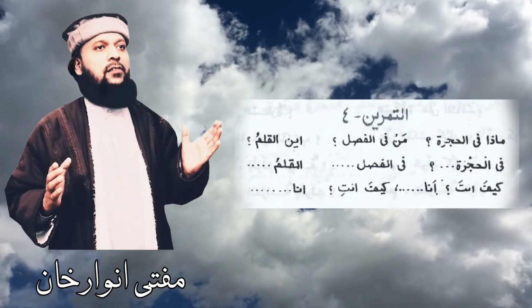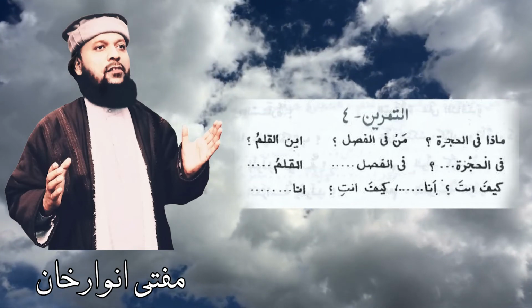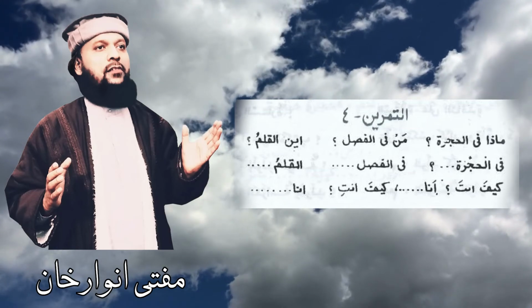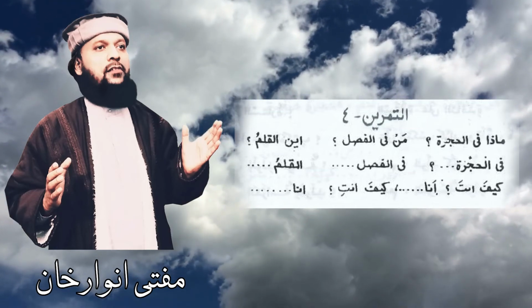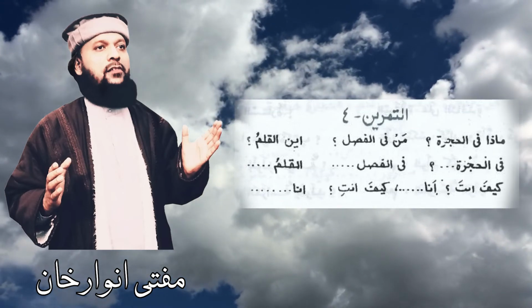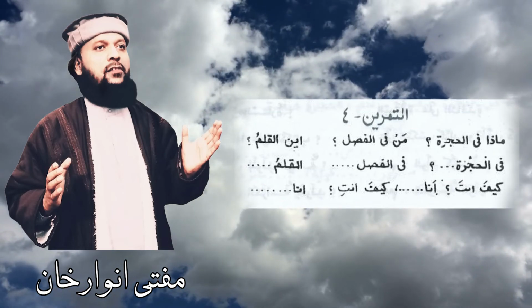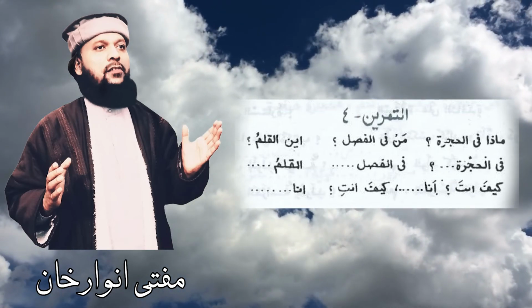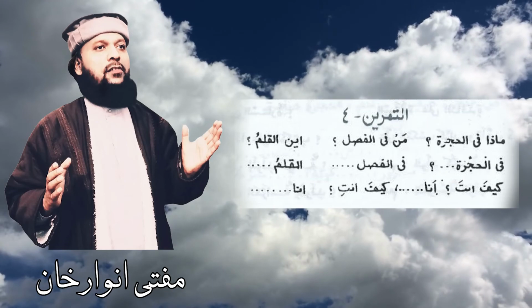تمرين number 4. ماذا في الحجرة? What is in the room? في الحجرة رجل, there is a man in the room. من في الفصل, who is in the classroom? في الفصل تلميذ, there is a student in the classroom. أين القلم? Where is the pen? القلم على المكتب, the pen is on the table.